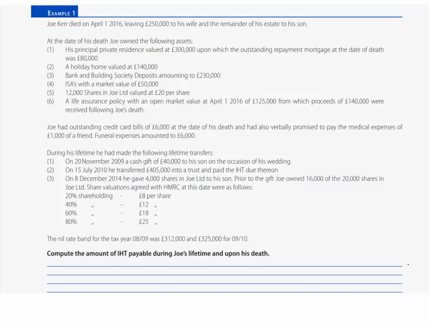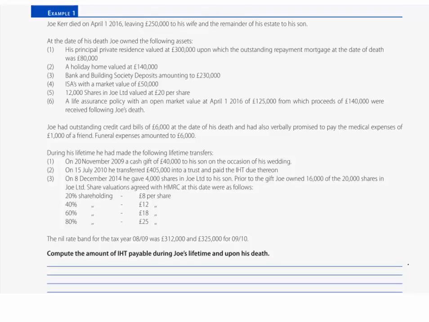Okay, let's have a look therefore at example 1. Again, pretty much typical for a 10-mark section C based question. Now, as I said to you, it's probable that we'll see IHT in section B rather than the single 10-mark question in section C, but you never know.